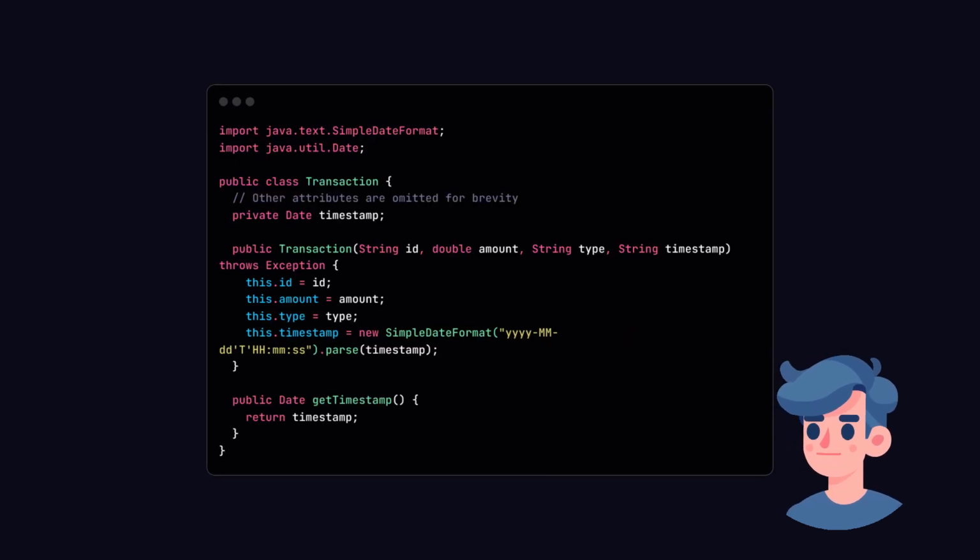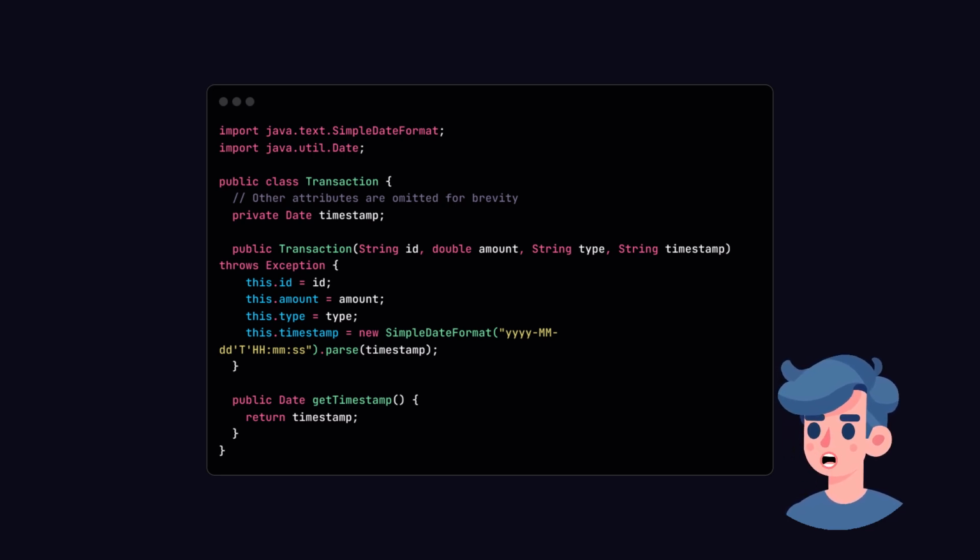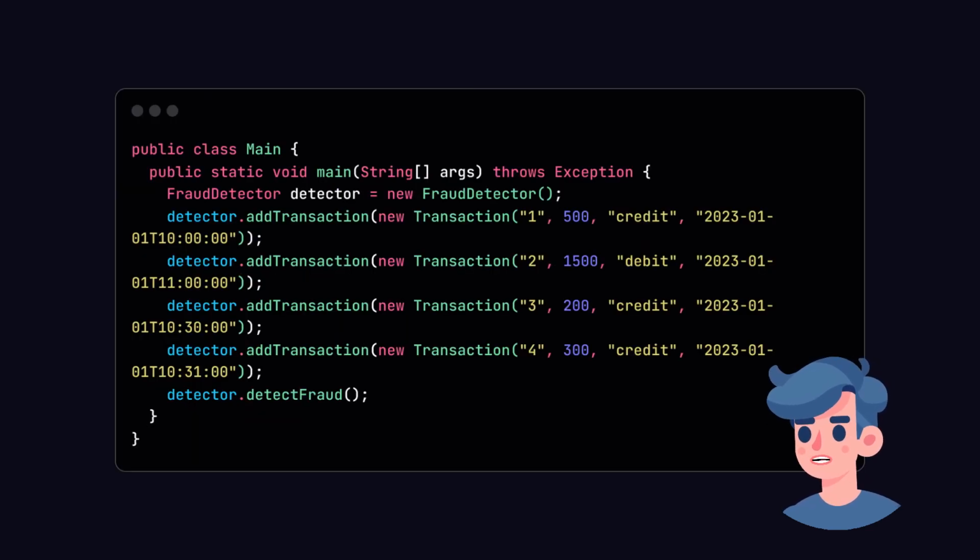Here, the check frequent transactions method compares each transaction with every other transaction following it, identifying cases where the same transaction type occurs within the specified time window. Next, we need to parse timestamps accurately. We'll modify our transaction class accordingly. With our timestamp parsing in place, let's test the enhanced system again.